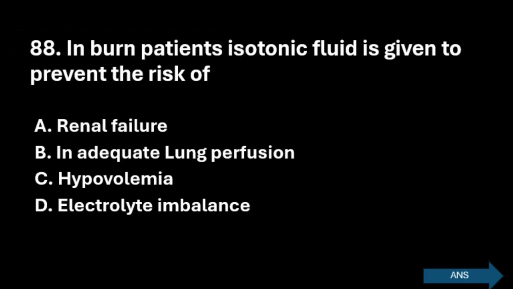Next question. In burn patients, isotonic fluid is given to prevent the risk of option A, renal failure. Option B, inadequate lung perfusion. Option C, hypovolemia. Option D, electrolyte imbalance. The right answer here is option C, hypovolemia.